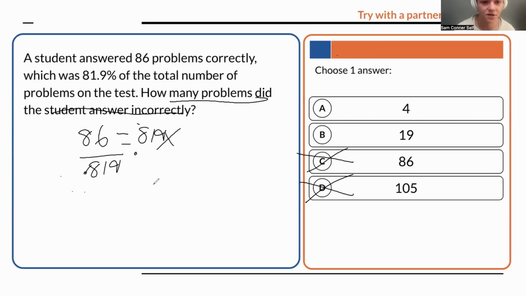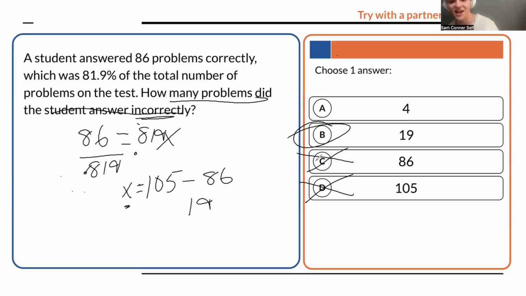Okay, so this is how we're going to do it out algebraically. 86 is 0.819% of some total number of questions. So when you do this math, this is going to be 105 as the total number of questions on the test. But remember, that's not what they're asking us. They're asking us how many the student answered incorrectly. So to get the correct answer, you're going to want to make sure you remember to subtract 86 from this, which is going to get you 19, which will make B correct.